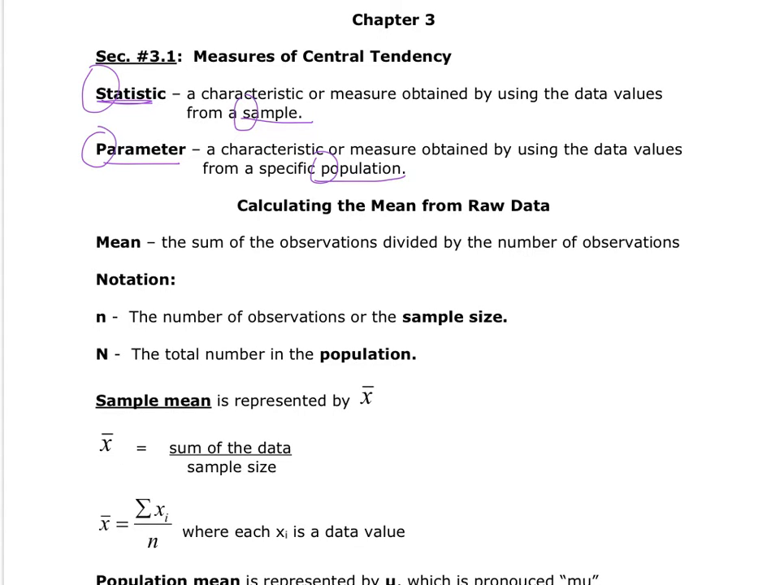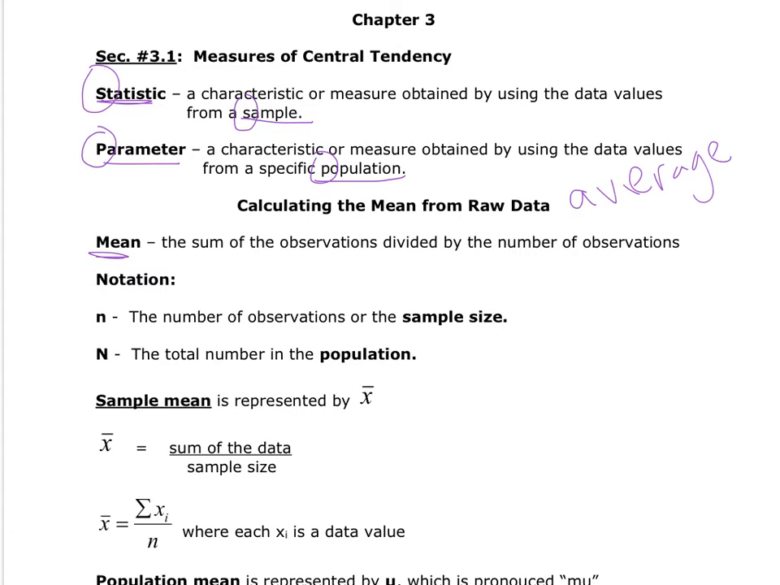So the first thing we're going to talk about is the mean. Another name for the mean is the average. So to find the average, we know how to do that probably. We know how to add things up and then divide by how many there are, and that gives us the average. Again, that's just the definition of the mean. It's the sum of the observations divided by the total number of observations.